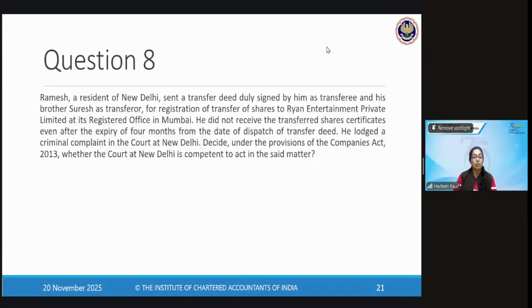Absolutely fine, Rajveer. It's not at all a competent court as the company is registered in Mumbai. All right, that's great. Then what else? What all you have to give?